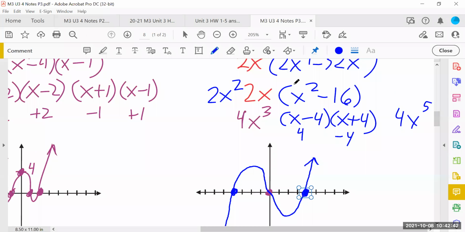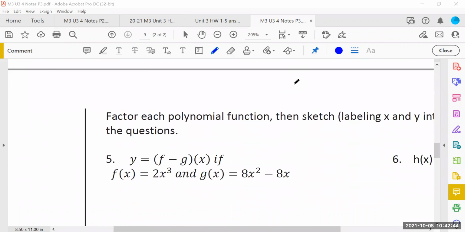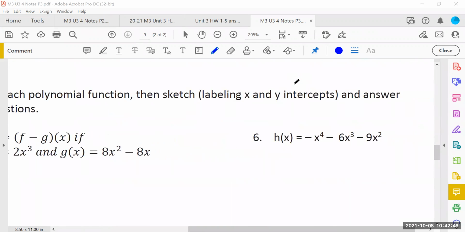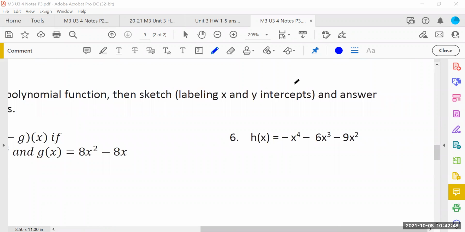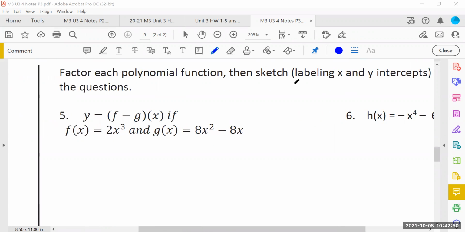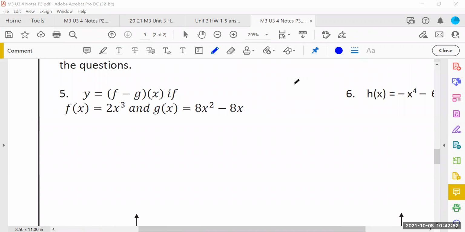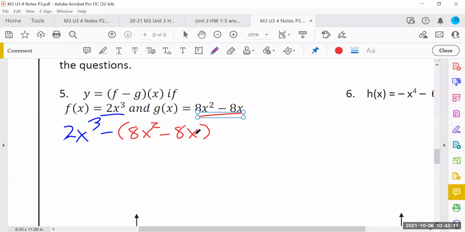All right, so back in the notes, let's come down to the second page. Factor each polynomial, sketch it, labeling x and y intercepts, answer the questions. Okay, so we've got some weird ones here. A subtraction, f minus g. Take f of x, 2x cubed, minus g of x, so minus 8x squared minus 8x.